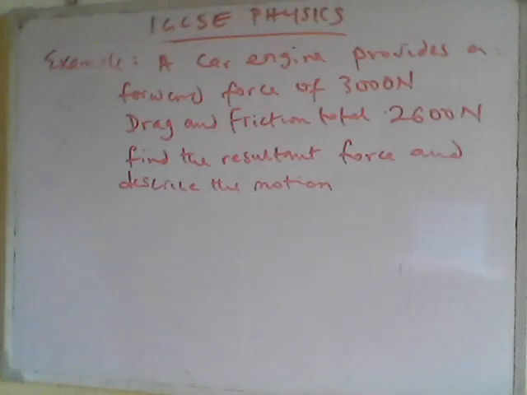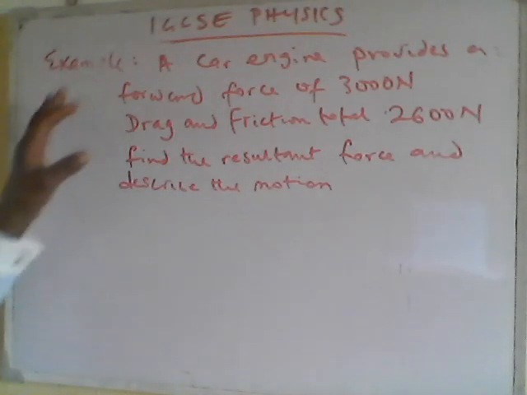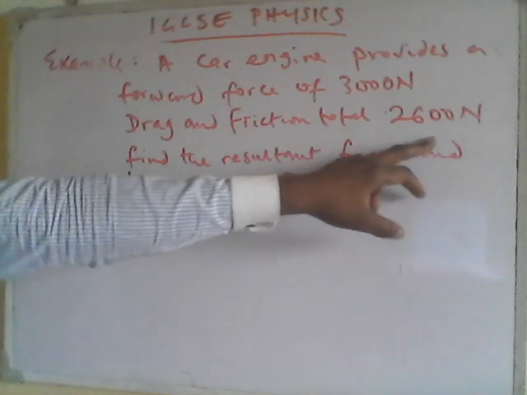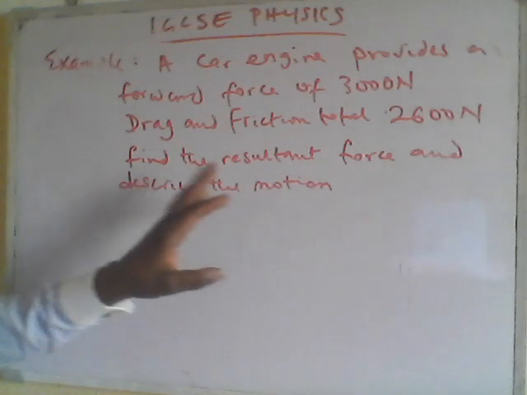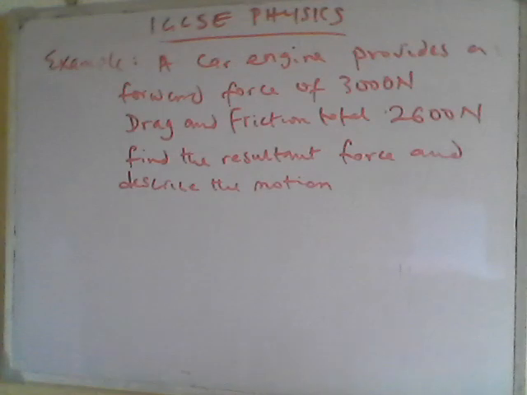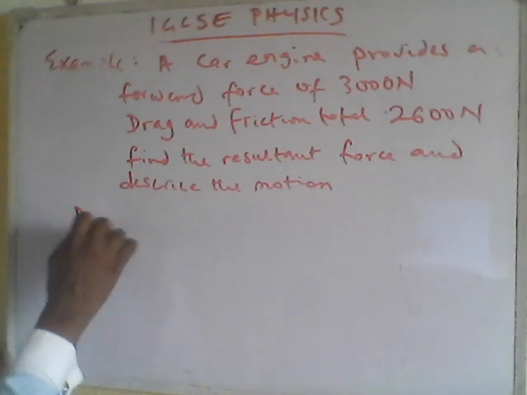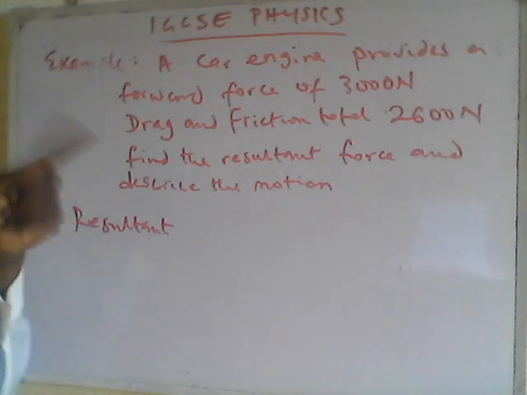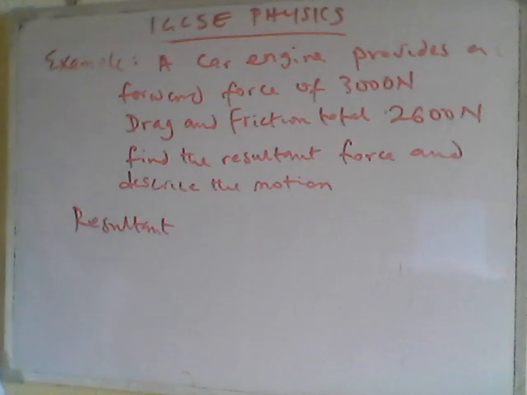Okay, so a car engine provides a forward force of 3,000 Newton. Drag and friction total is 2,600. Find the resultant force and describe the motion. Resultant is the summation of those two forces in the direction. You know, force is directional, right?